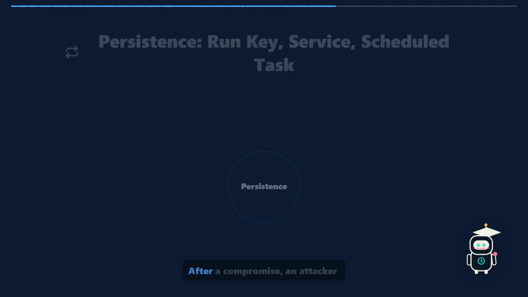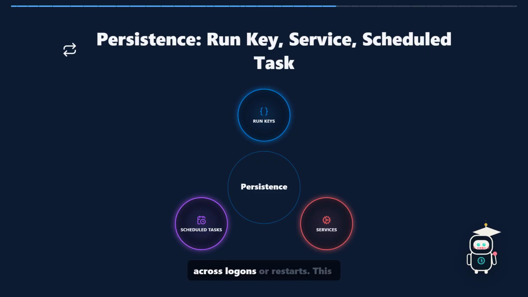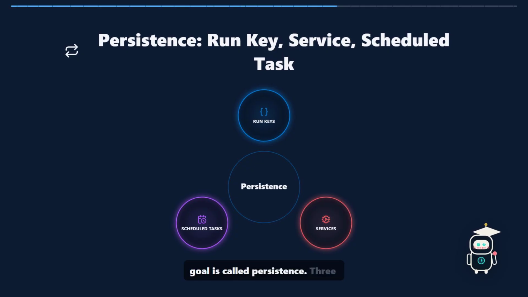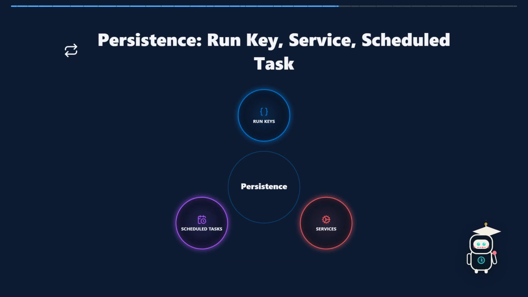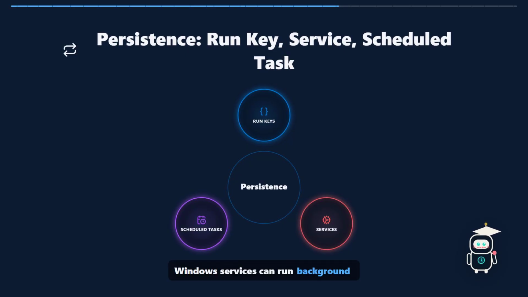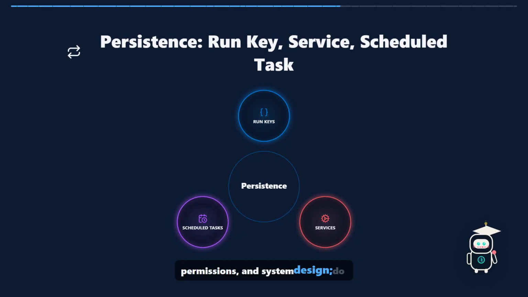After a compromise, an attacker may try to remain present across logons or restarts. This goal is called persistence. 3 Windows locations are often relevant during a persistence review. Registry Run Keys can launch programs when a user signs in. Windows services can run background processes. Their privilege level depends on the service configuration, account, permissions, and system design.